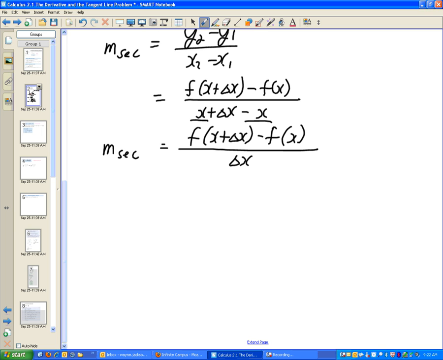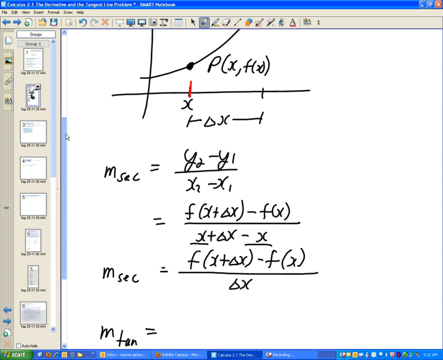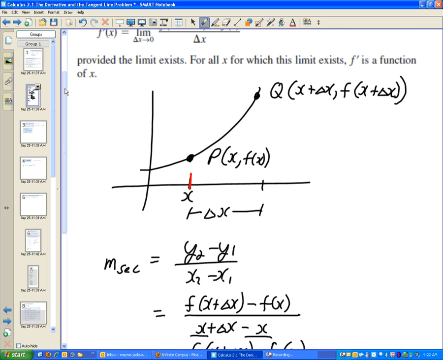Now, the slope of the tangent line. Remember what we've talked about? We've talked about this a few times now. If we move Q closer to P, then the slope of that new secant line is closer to equaling the slope of that tangent line. I'll go ahead and sketch in the tangent line. There's the tangent line. It's got a slope, right?